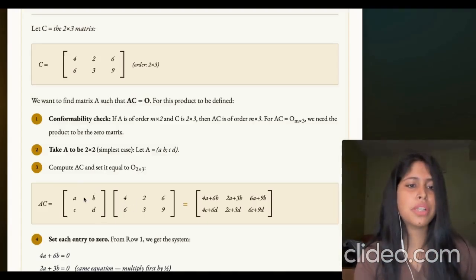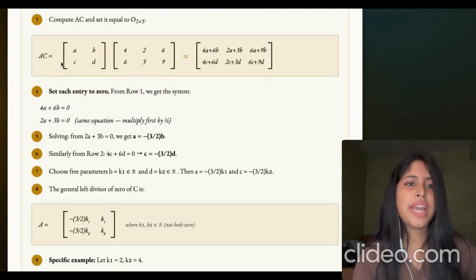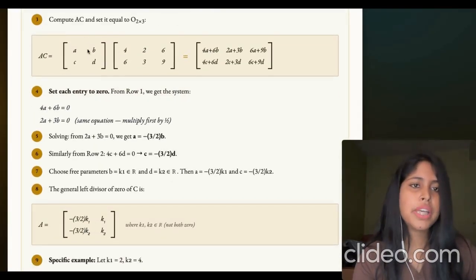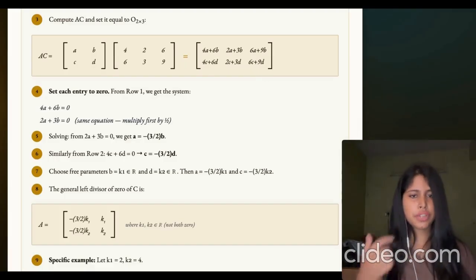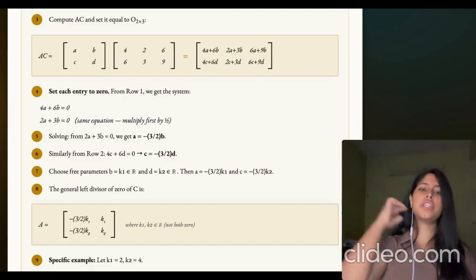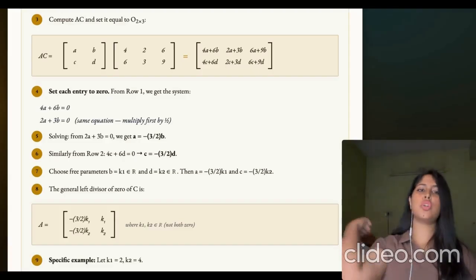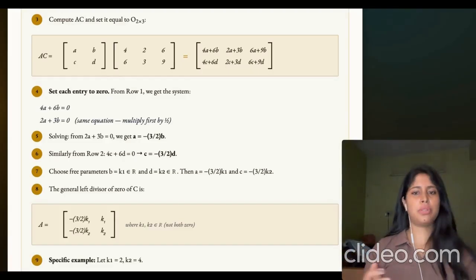Now how will you do the multiplication? Just the same way: a into 4 plus b into 6, right, for the first element. Then a into 2 plus b into 3, like that, and you will just go on with the matrix multiplication. Okay, this can be confusing at first. When you try to solve these matrix multiplications on your own, you will feel more comfortable with it.